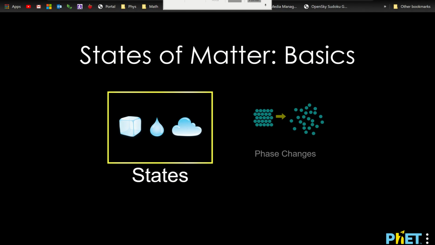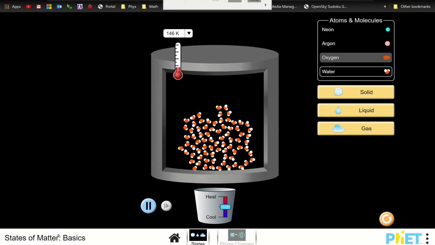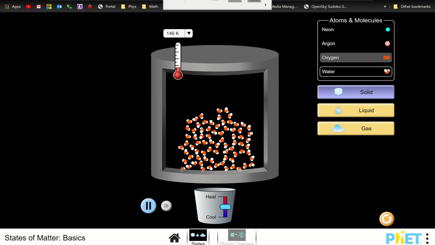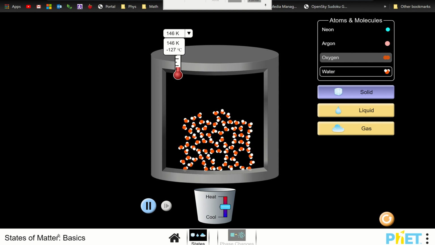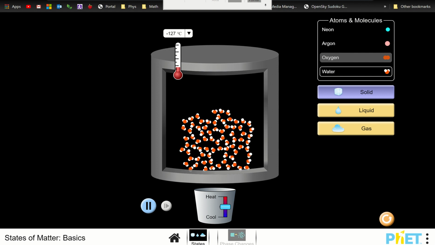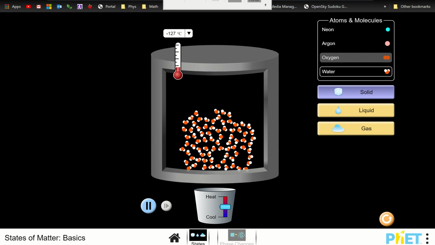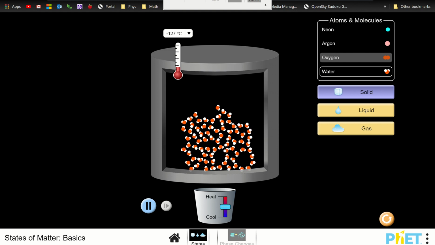Now let me show you this right here. This is the solid state of water. You see those H2O molecules? They are not really stationary. They're actually vibrating. That's why I say they have kinetic energy, even though this is a solid right now.